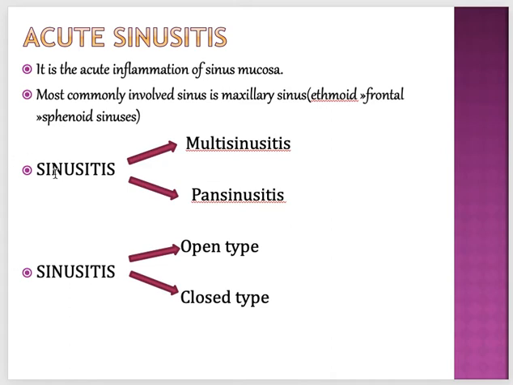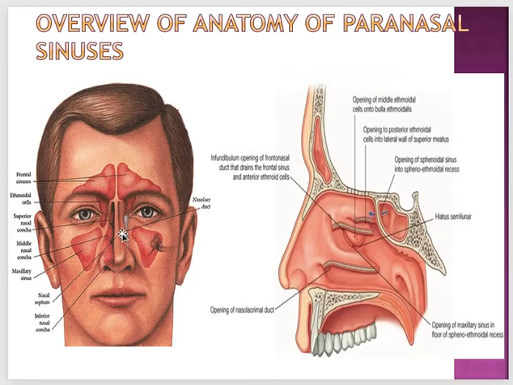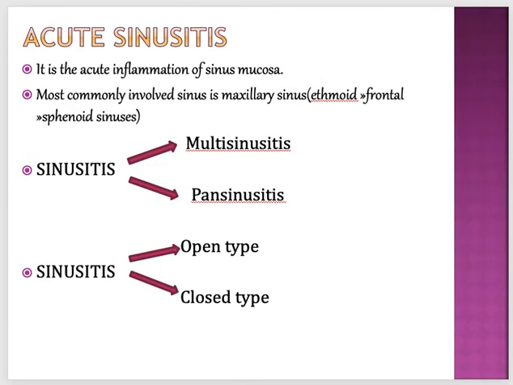You can see over here, sinusitis we can classify into multi-sinusitis, when more than one sinus is inflamed, or pan-sinusitis, when all the sinuses are inflamed. It can also be classified as open type or closed type. When the secretions in that sinus can drain into the nose, it is called open sinusitis. But if this drainage is blocked, the secretions start collecting over here, and of course this will be called closed sinusitis.